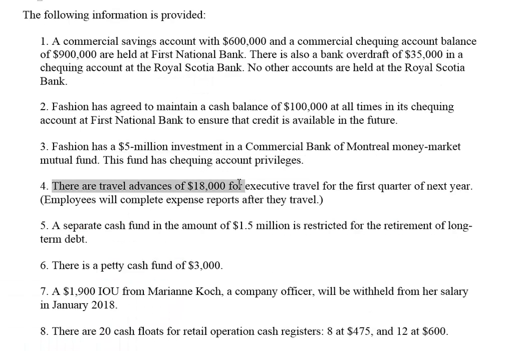We have travel advances of $18,000 for executive travel for the first quarter of next year. So we've processed this amount of money, $18,000, and we've advanced it to our employees so they could make their travel plans. Okay, so now employees are going to complete their expense report after they travel. So what's going to happen? If we've given the employees this money now, that's like prepaid travel because they're out there now making their travel arrangements.